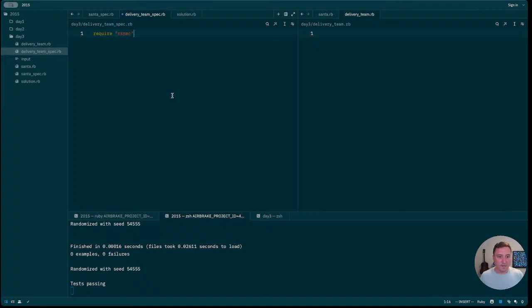Require rspec, require_relative delivery_team, and are we going to need to require Santa here? I don't know, we'll find out. RSpec.describe DeliveryTeam, and so let's see, what methods do we want for this delivery team to do?